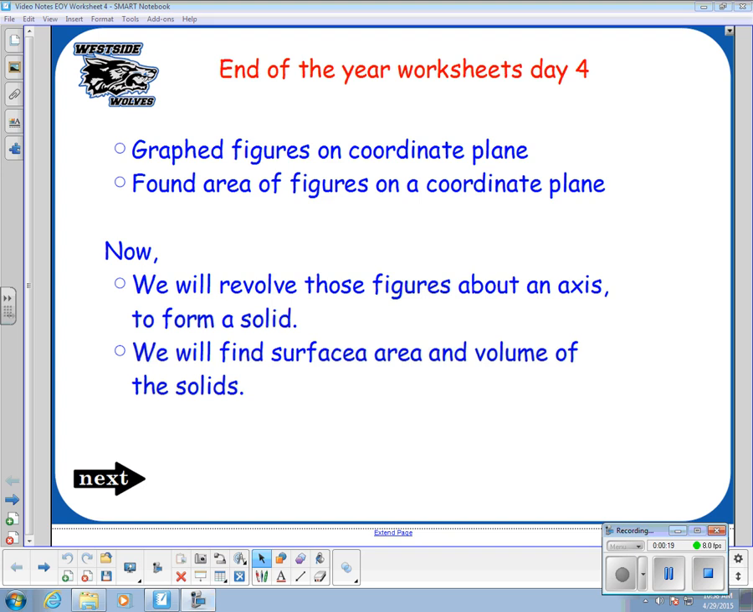During these worksheets, we'll be graphing figures on a coordinate plane. Once we've found the figure, we will find the area of that figure on the coordinate plane, and then we'll revolve that figure about an axis to form a solid, and then we'll find the surface area and volume of that solid. Some will be simple solids like cones or cylinders, and some will become more complex with frustums or different cylinders with holes or different parts removed.